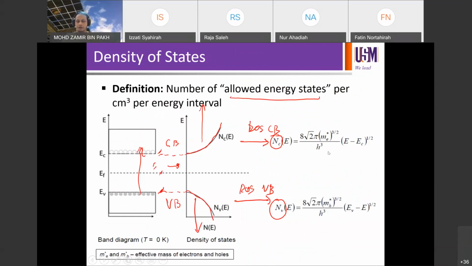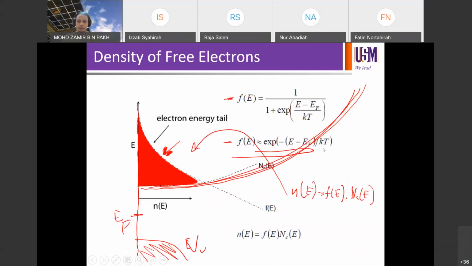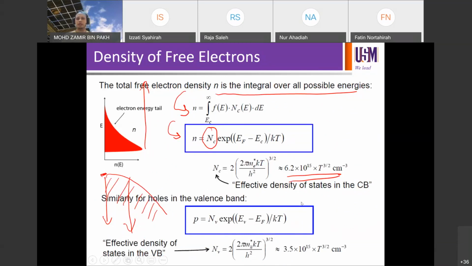Here, you can just replace all the constants that you know, the effective mass of the electron and the Planck constant, and you will get 6.2 times 10 to the 15 times temperature to the power of 3 over 2, or 1.5, per centimeter cube. That will be your effective DOS in your conduction band, or NC value. On the other hand, if you want to calculate the NV, we've gone through the equation as well, so just replace all the constants and you will get 3.5 times 10 to the 15 times T to the power of 1.5 per centimeter cube, and that will be the DOS in your valence band.